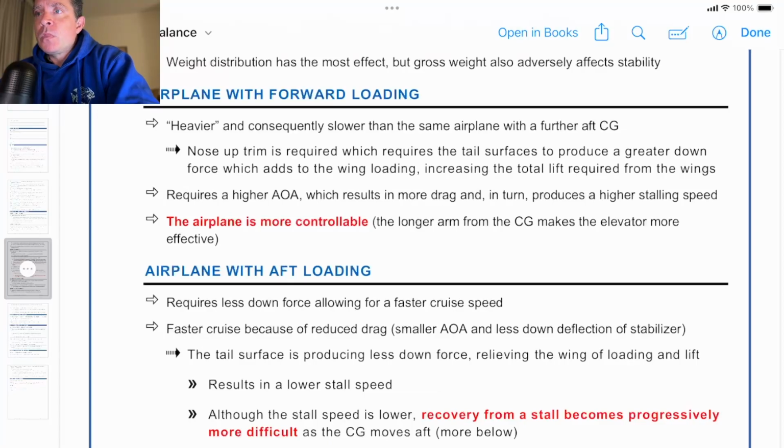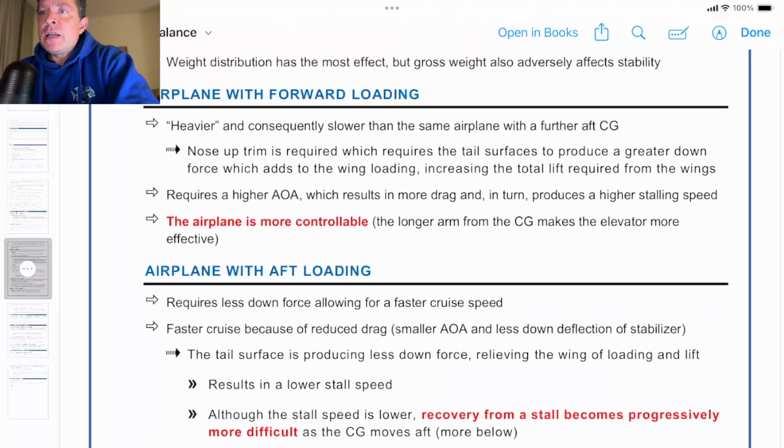All right. But it has some cons as well. It does make it more controllable. But if it's too far forward or over its limit, then you may not be able to get the nose up if you get into a nose down situation.